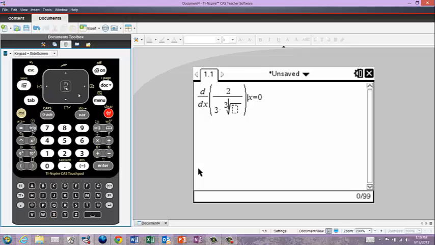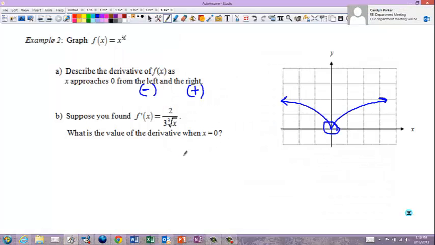Oh, look, it's undefined. And if we were to work that out with the definition of the derivative, it would also be undefined. And it's undefined, again, because the derivative as I approach 0 from the left is negative on this side. The derivative as I approach 0 from the right is positive on this side, and therefore at 0 it has no derivative. It's undefined.